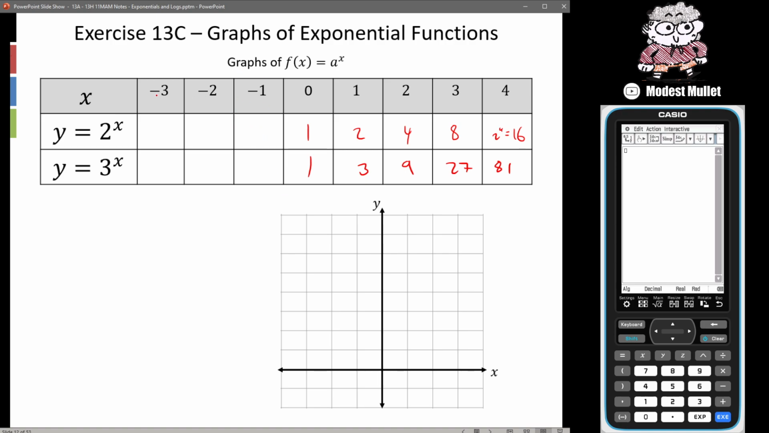Now, what about these negatives? So we've got 2 to the negative 1. Well, we know from the negative power law that we can rewrite that as 1 on 2 to the power of 1, which becomes 1 over 2. And we can keep applying that. We now get 2 to the negative 2, so we can write that as 1 on 2 to the 2, so that becomes 1 on 4.